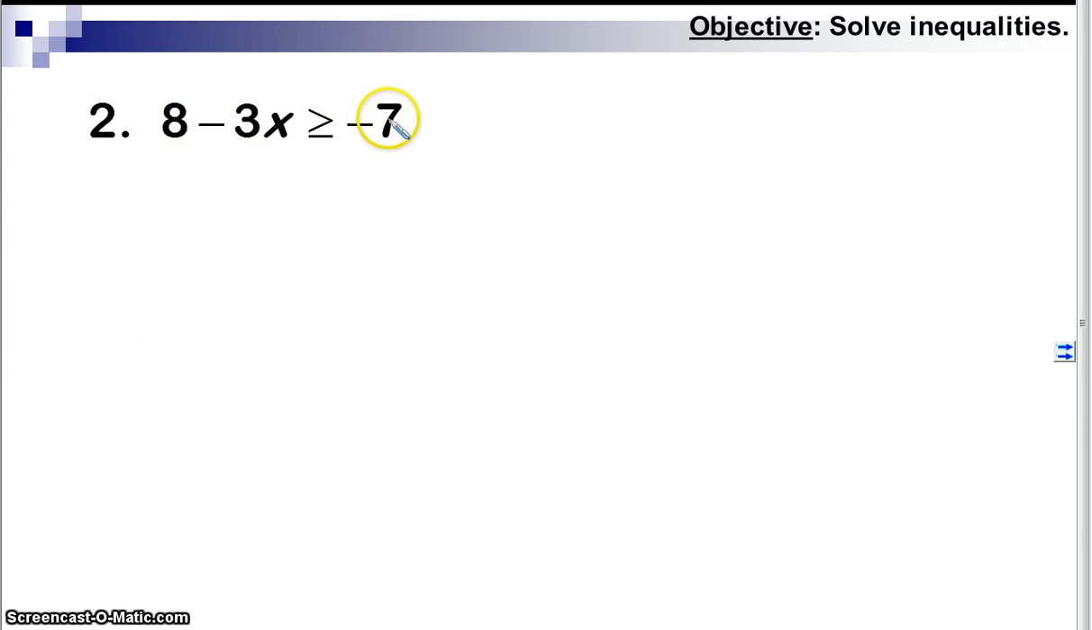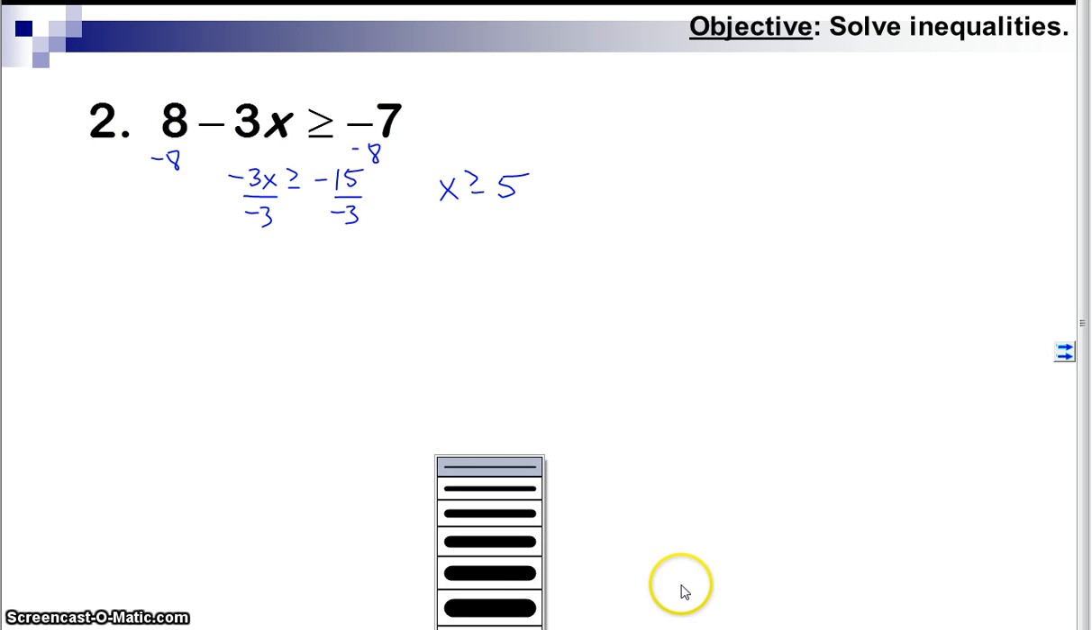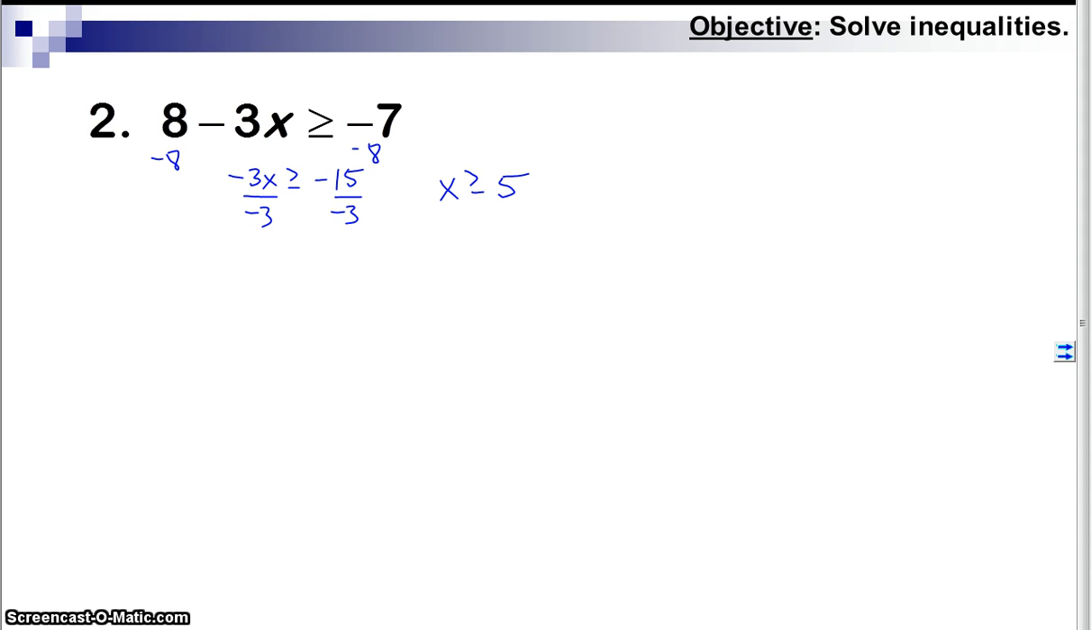Here I have 8 minus 3x greater than or equal to 7. So I'm just going to subtract the 8 here. Now I like to have my x or my y, whatever the variable is, on the left side always for inequalities. The reason is that this inequality shows me which way my arrow is going to go on my number line.